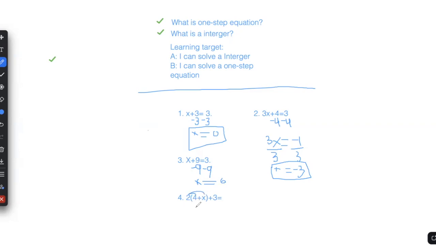2 times 4, that's gonna be 8. 2 times x is 2x. We will be learning about invisible math in this unit too. So that will be part of the video. Now we're gonna combine like terms. Oh, I forgot my x. Let me redo.